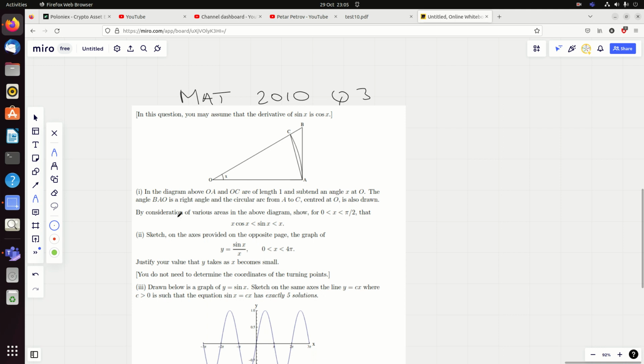And they also tell us to consider the various areas in the above diagram, and they've really drawn a triangle, a sector, and another right angle triangle. So I'm just going to basically take the areas of those in order. But what I'm going to do first, and this is just such a common trick, is make the hypotenuse of the right angle triangle 1, because that means I can just call this side cos x.